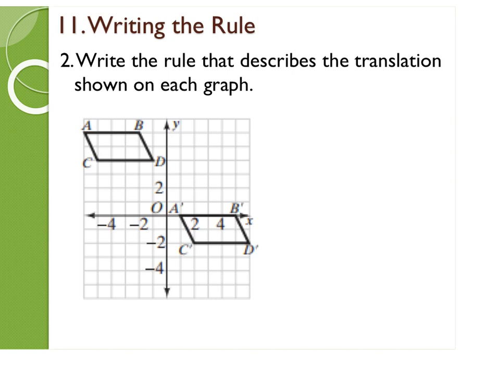Number 2, write the rule that describes the translation shown on the graph. Okay, so I'm just going to pick a point and do, let's just do from D to D. So this is my X, so it'll be 1, 2, 3, 4, 5, 6, 7. So X plus 7. I'm going to go down 1, 2, 3, 4, 5, 6. Not X, Y minus 6.